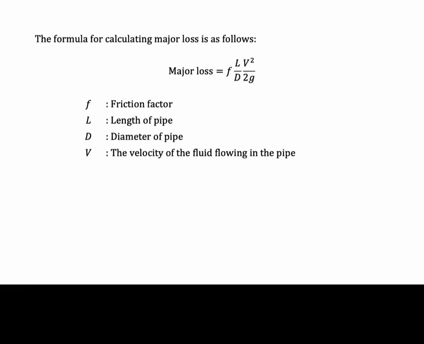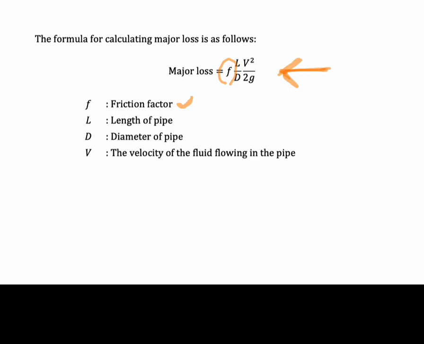So this is the equation to calculate the major loss. We can calculate the major loss as f L over D times V squared over 2g. The f here is the friction factor. This is a dimensionless number showing how much friction occurs in that pipe.